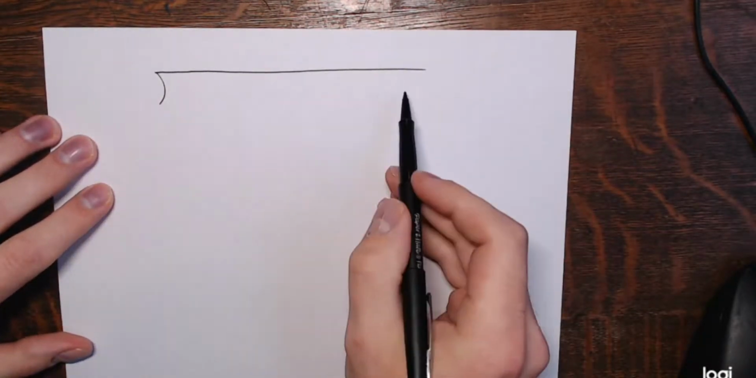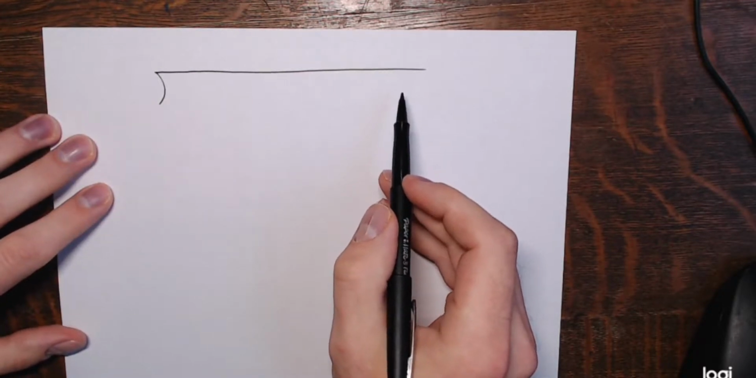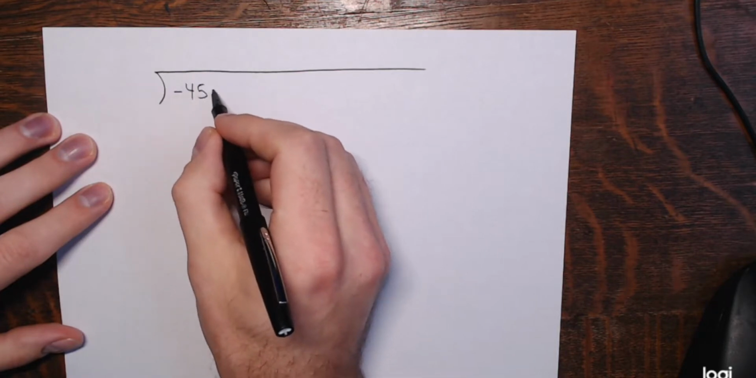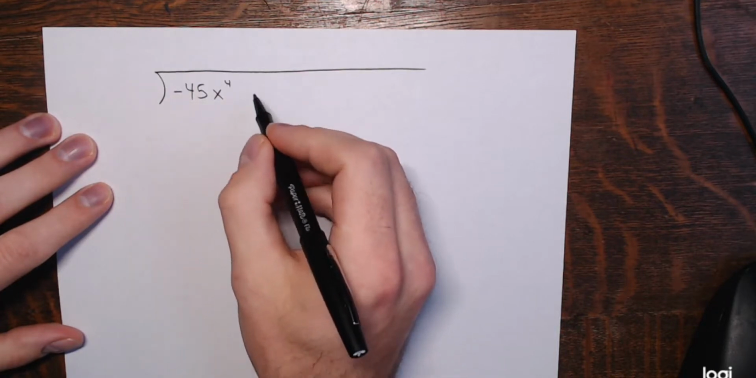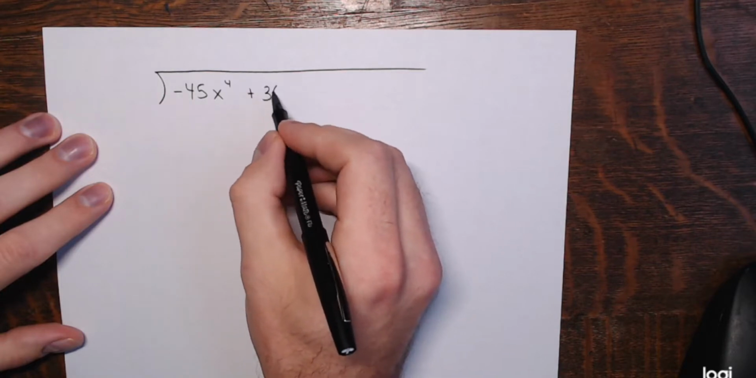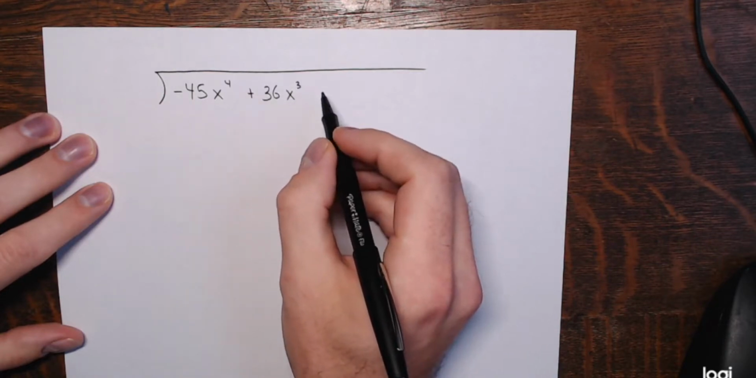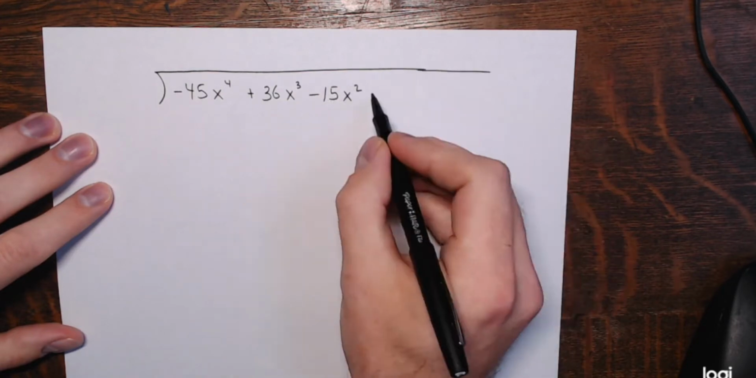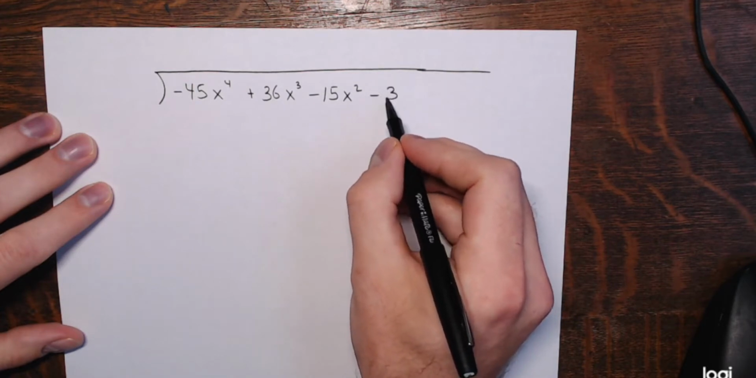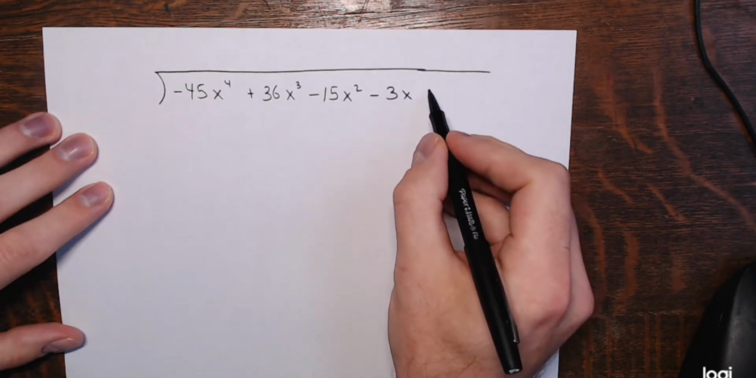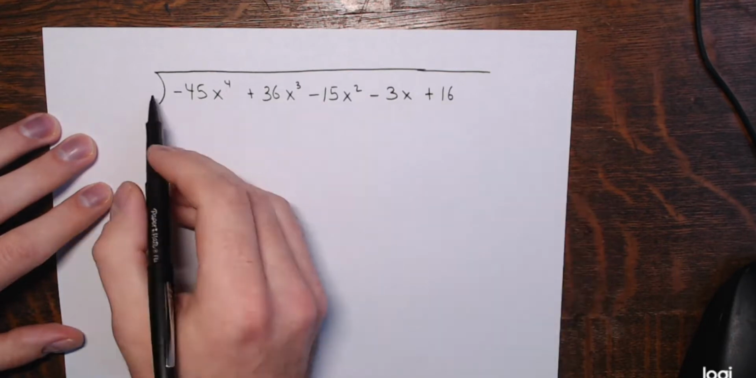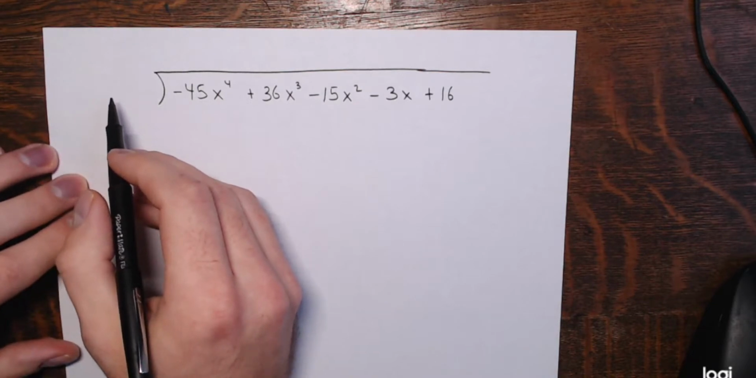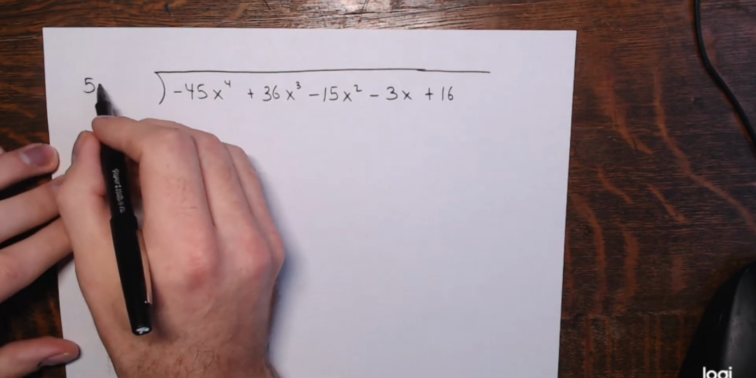And inside goes the dividend, right, the numerator, in descending order. We have negative 45x to the 4th plus 36x cubed. Then there's a second power term, minus 15x squared. There's a first power term, right, minus 3x. And then the constant term is plus 16. All right, and then on the outside, or the left of the symbol, is the divisor, the denominator, in descending order, which is just 5x minus 4.